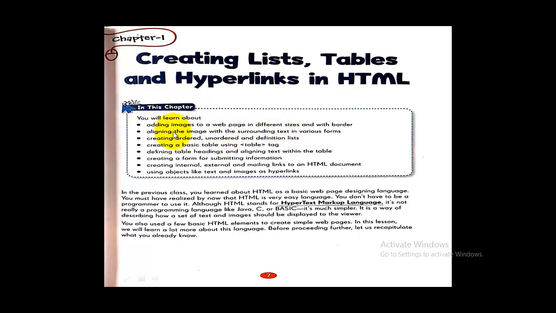How can we align the image with the surrounding text in various forms, and create ordered, unordered and definition lists? What are ordered, unordered and definition lists? These things also we are going to study in this chapter. Now creating a basic table using the table tag. You know how to create a table in MS Word, right? So in this you are going to study how to create a table using HTML.